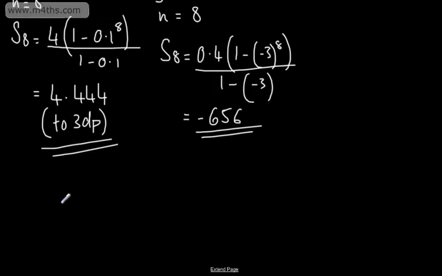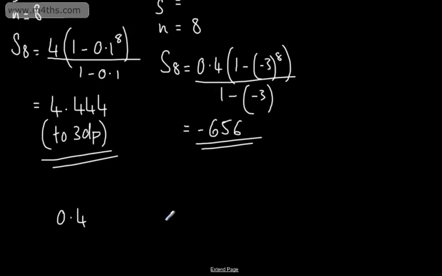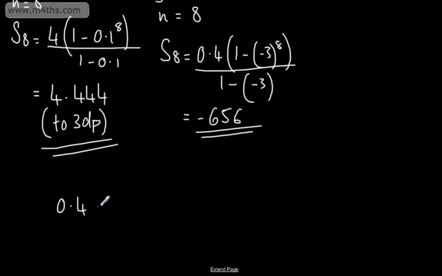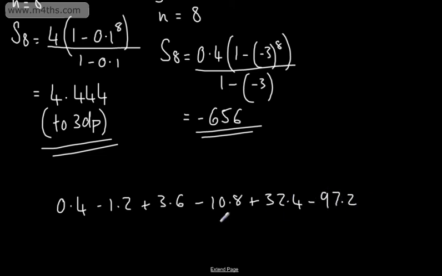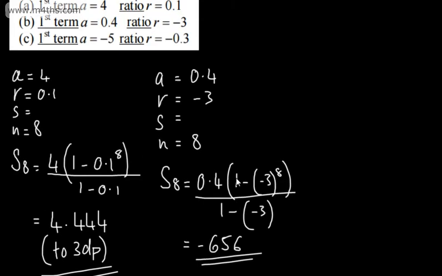So you might say, well, why don't you just write out the terms? With the first term, we can see the first term is 0.4. Then we would need to multiply by -3, which is going to give -1.2. Then we would get positive 3.6, -10.8, positive 32.4, -97.2. Now if you look, I've only got the first 6 terms here.